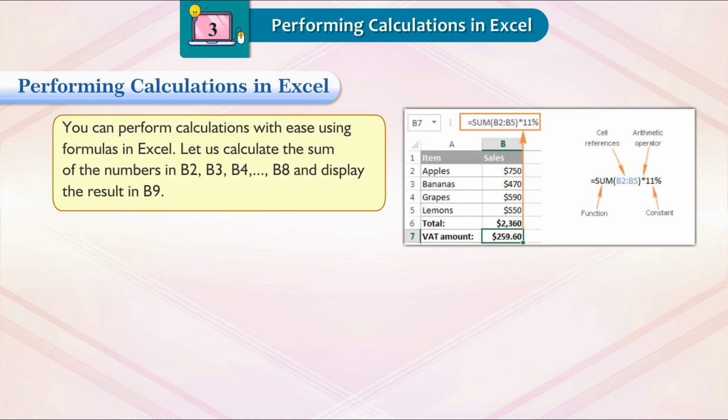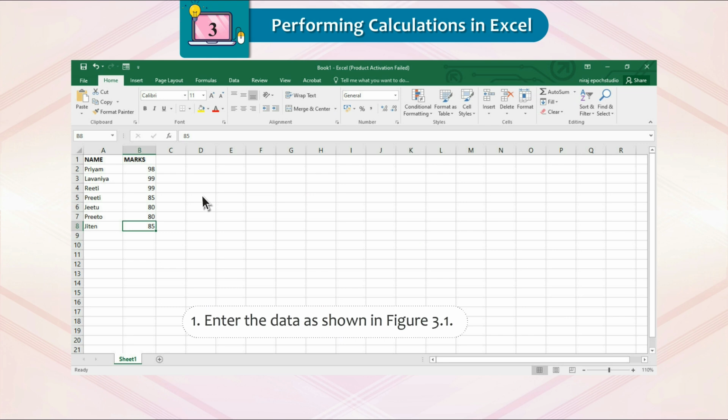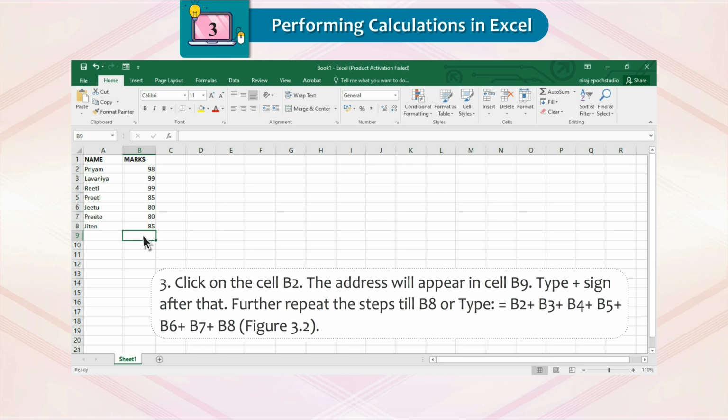Performing calculations in Excel. You can perform calculations with ease using formulas in Excel. Let us calculate the sum of the numbers in B2, B3, B4 and so on till B8 and display the result in B9. Enter the data as shown in figure 3.1. Select cell B9 and start typing equal to. Click on the cell B2. The address will appear in cell B9. Type plus sign after that.